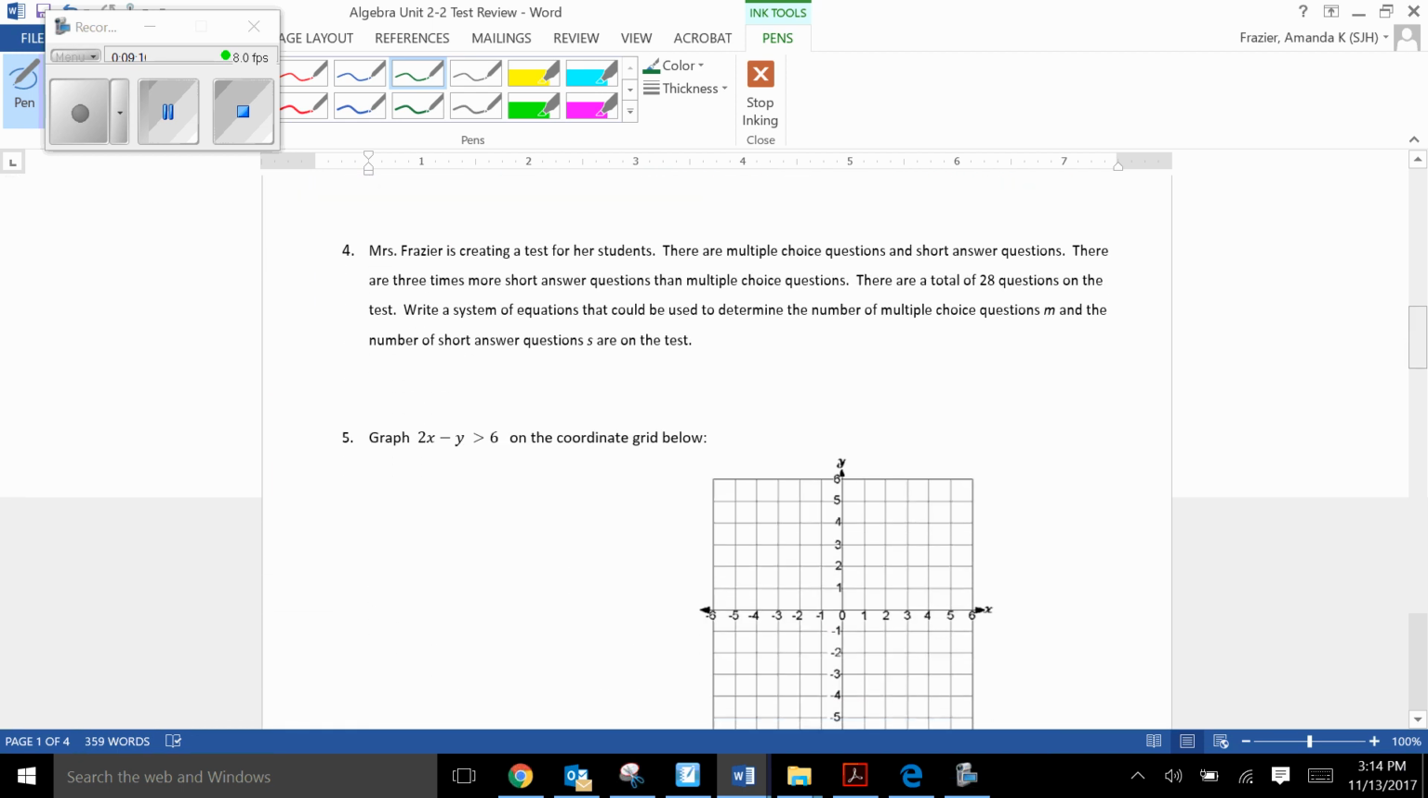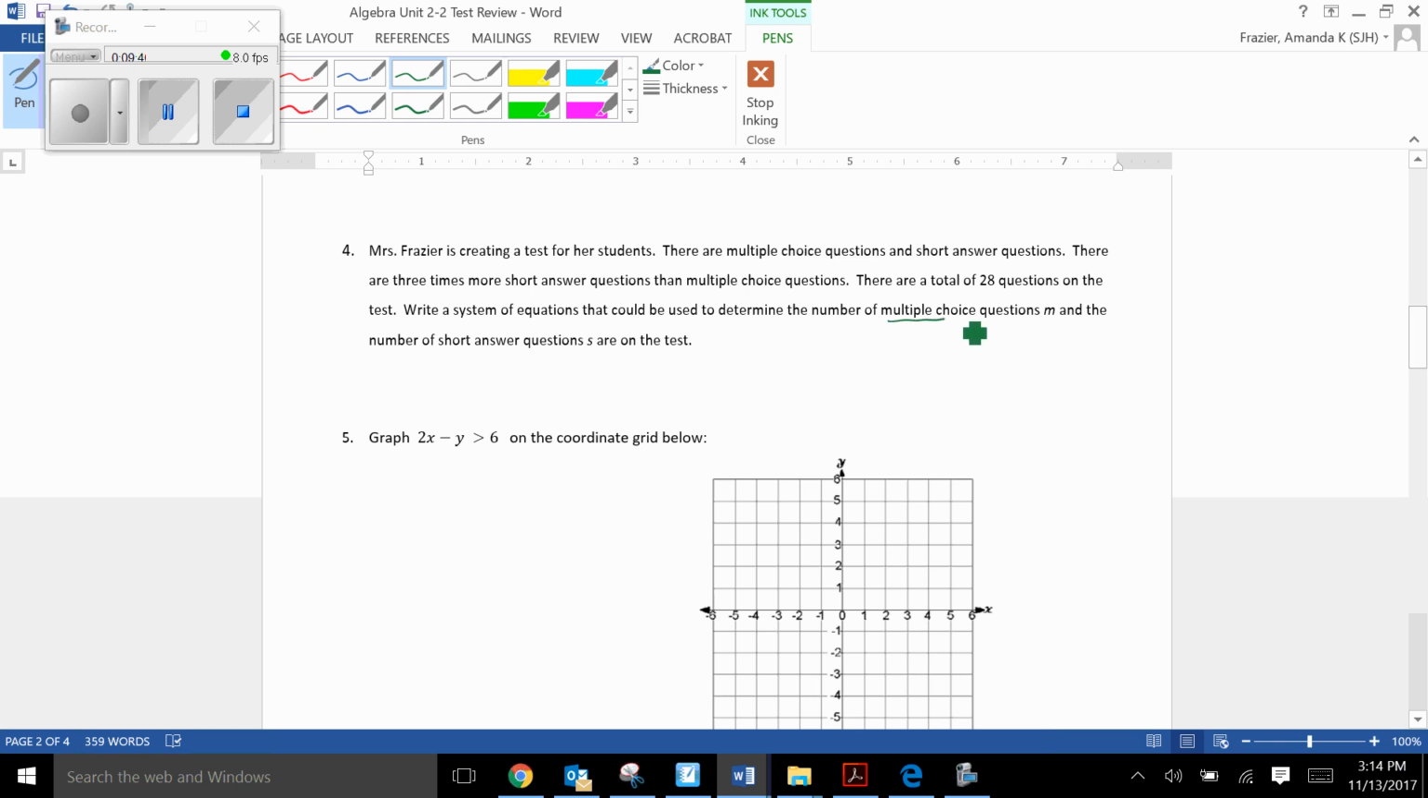Okay, number 4. Mrs. Fraser is creating a test for her students. There are multiple choice questions and short answer questions. There are 3 times more short answer questions than multiple choice questions. There are a total of 28 questions on the test. Write a system of equations that could be used to determine the number of multiple choice questions, M, and the number of short answer questions, S, that are on the test.